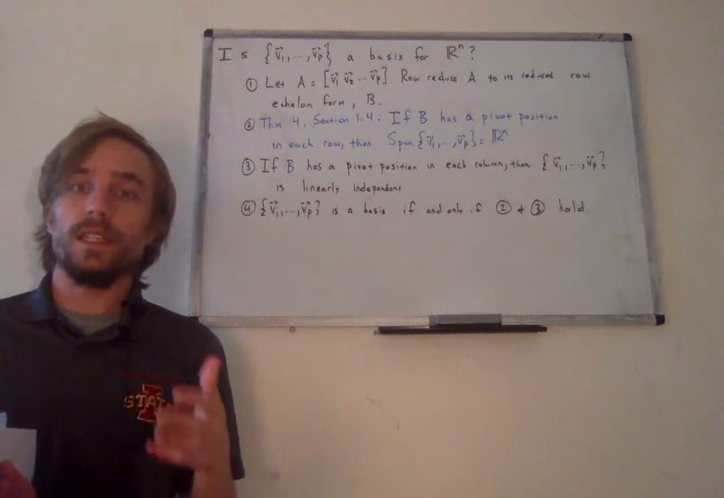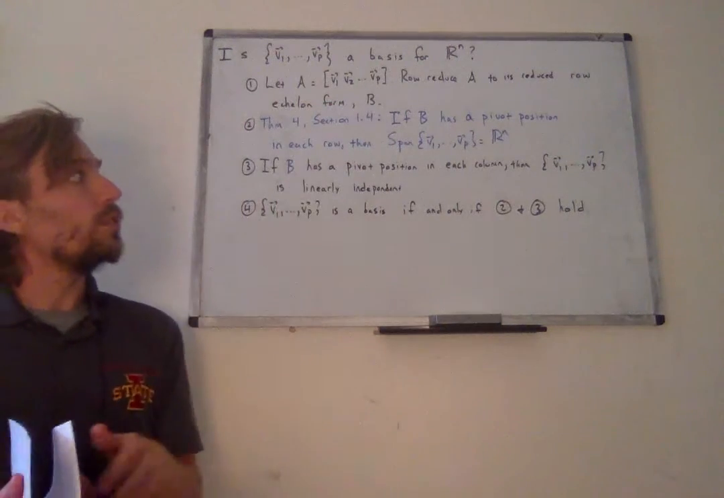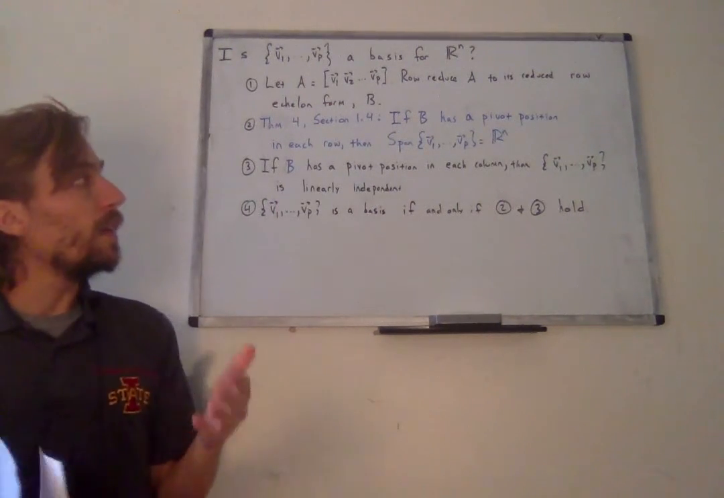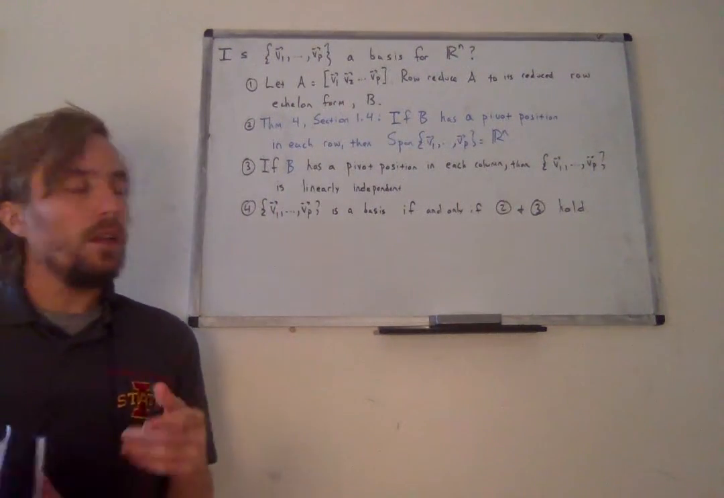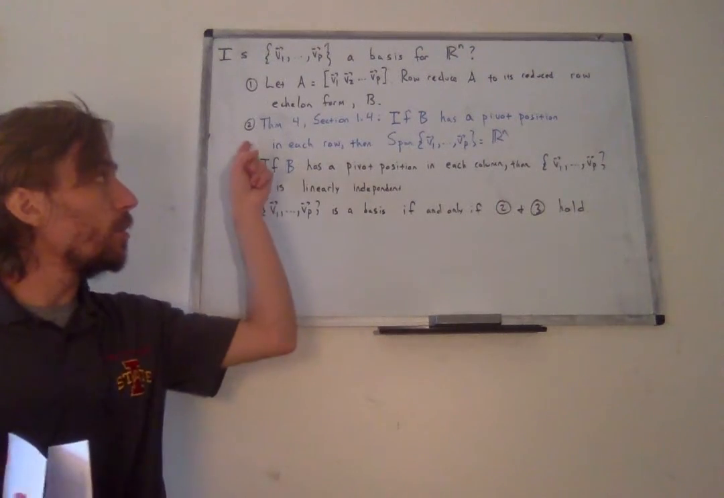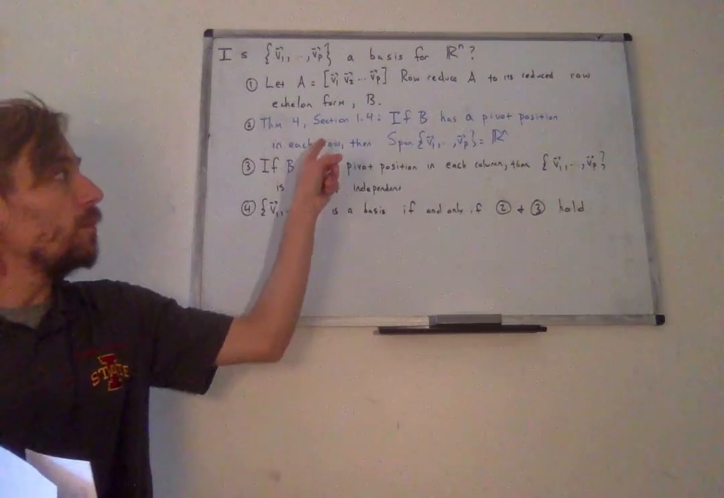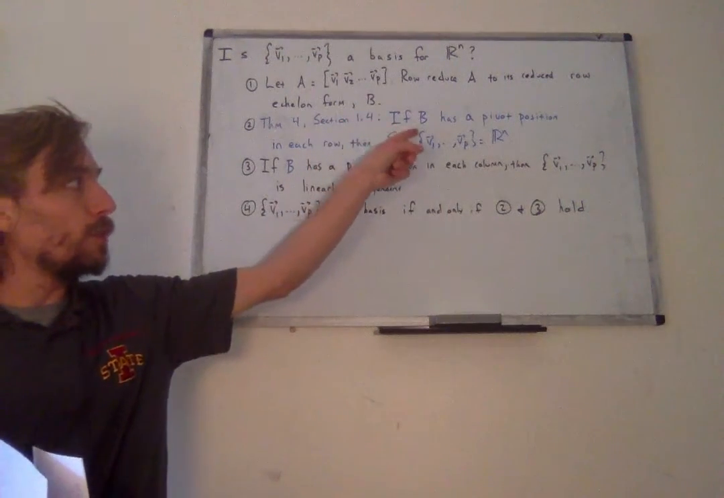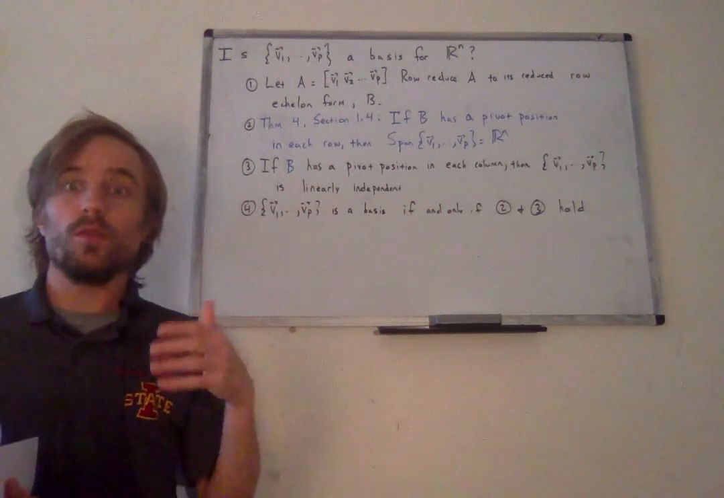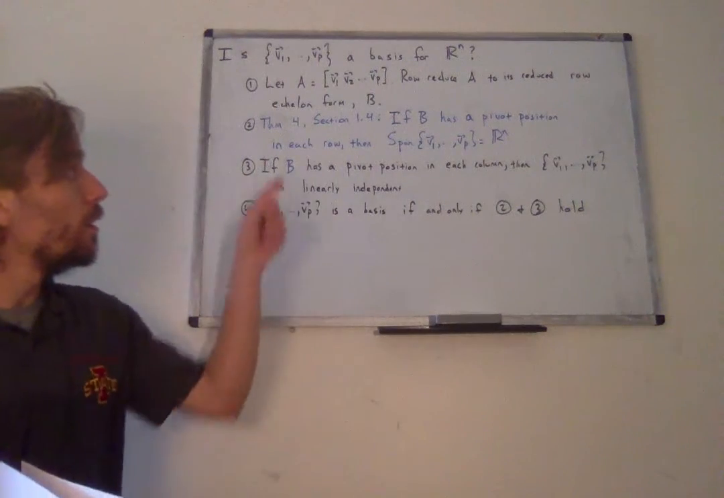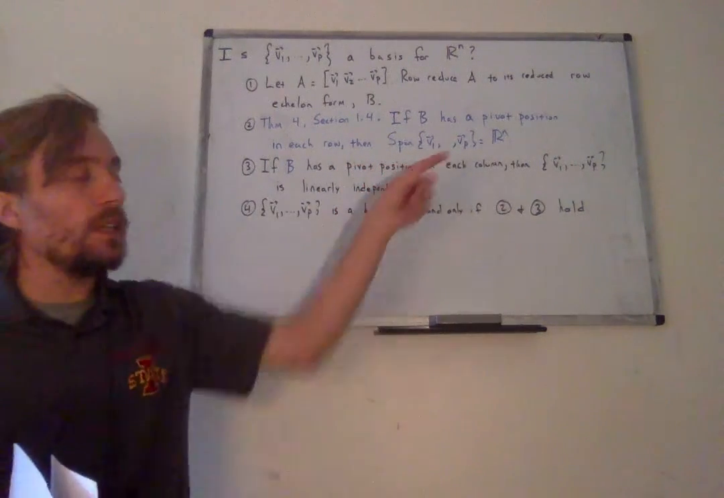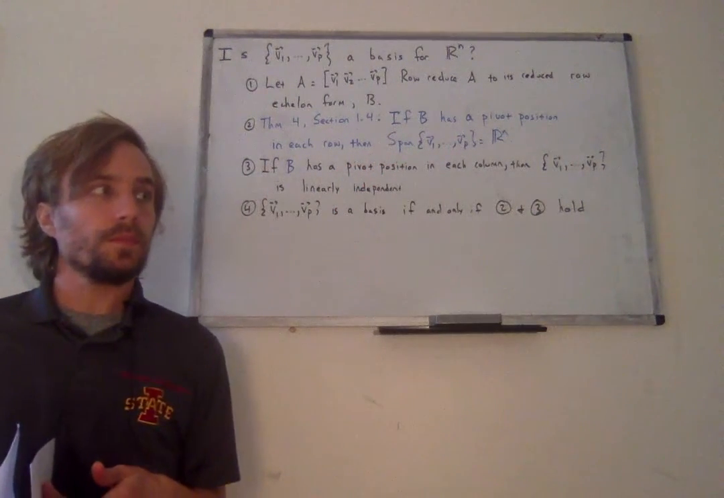The second, we need to check that this set of vectors spans Rn. Well, we can call on a theorem here from section 1.4 that says if this reduced row echelon form matrix B has a pivot position, or a leading one, in each row, then the span of this set of vectors is equal to Rn.